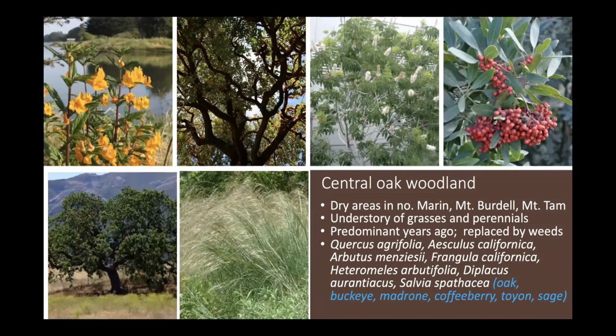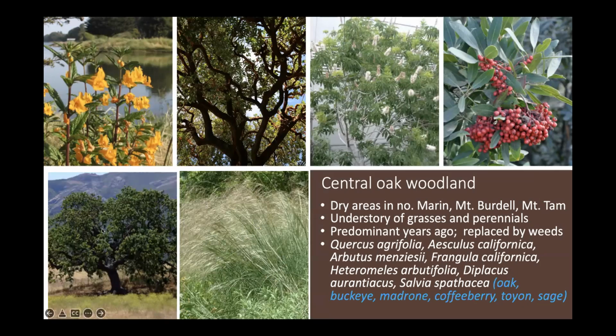Next we'll talk about is the central oak woodland. These are in the drier areas of Marin, around we have some near Mount Burdell and Mount Tam. Often there's an understory of grasses and lower growing perennials. This was a very predominant plant community years ago in California, but much of it has been replaced by weeds, like that photo that I showed you earlier on.